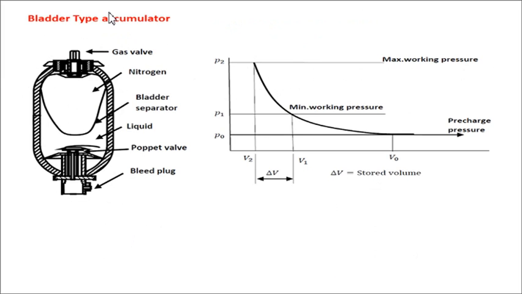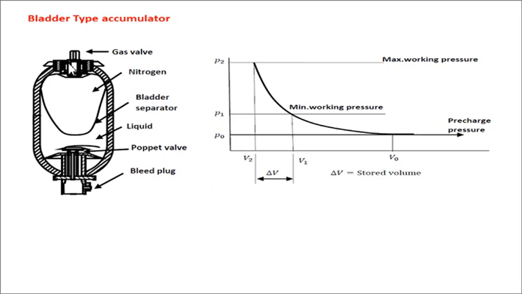So let's consider a bladder type of accumulator or diaphragm type of accumulator. There you will find there is a bladder. Nitrogen gas is used for charging. Now charging means storing the energy in the accumulator. Then it has a bleed plug. If you open that bleed plug, the energy of this nitrogen gas is provided to the liquid hydraulic fluid, and the hydraulic fluid is supplied to the line wherever the high pressure fluid is required.